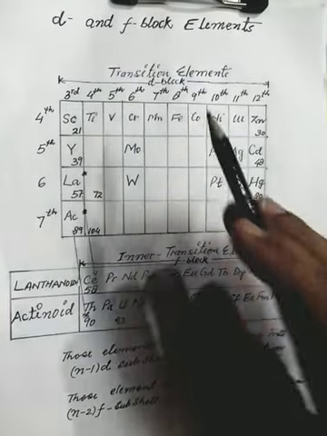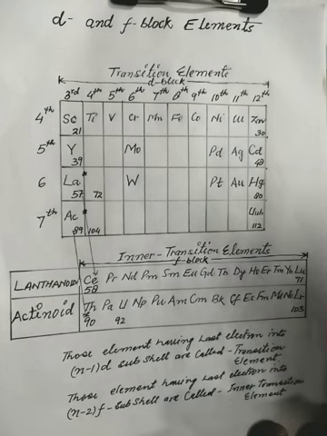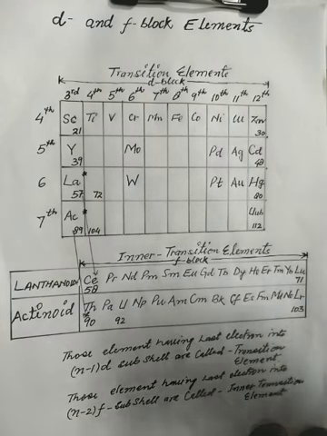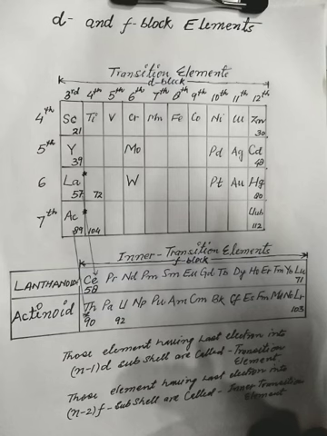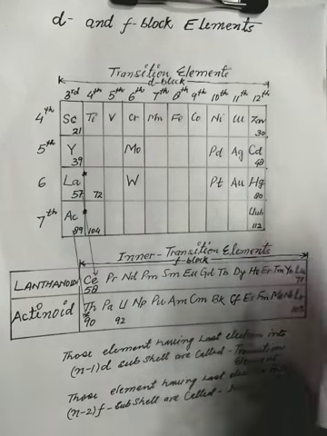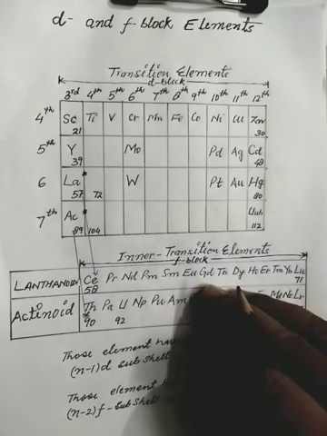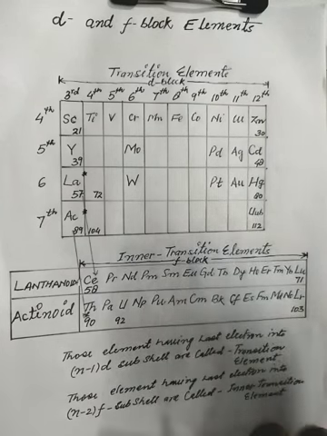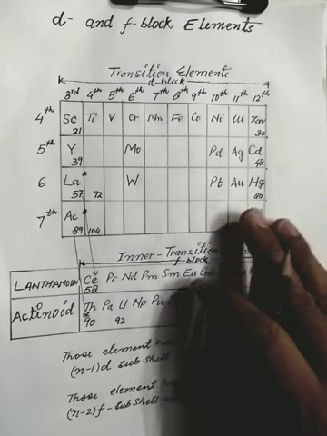Transition elements have some unique properties that are also associated with the definition. Transition elements have the last electron in the d subshell. They have the last two shells incomplete, and they show variable valency. They show colorful compound formation, they form complex compounds, and they have catalytic properties. So many properties are associated with this.